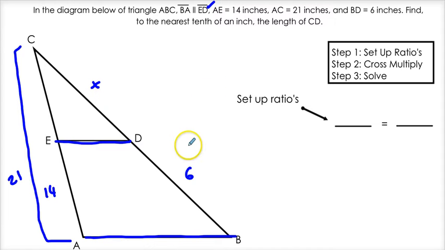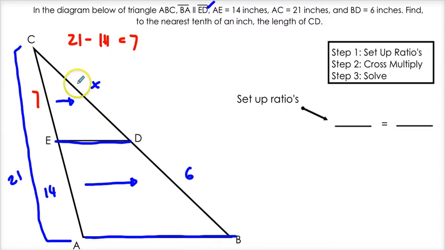So far we're looking good, right? We have the parallel bases, and then we almost have numbers across from each other. We have 14 and 6, which are across from each other. But we don't have a number for CE, because this needs to be across here. But we can actually figure that out. If we know the whole length of CA is 21, and we know that EA, this length right here, is 14, I could just subtract 21 minus 14, the whole thing minus this piece, to get 7. So CE is 7.